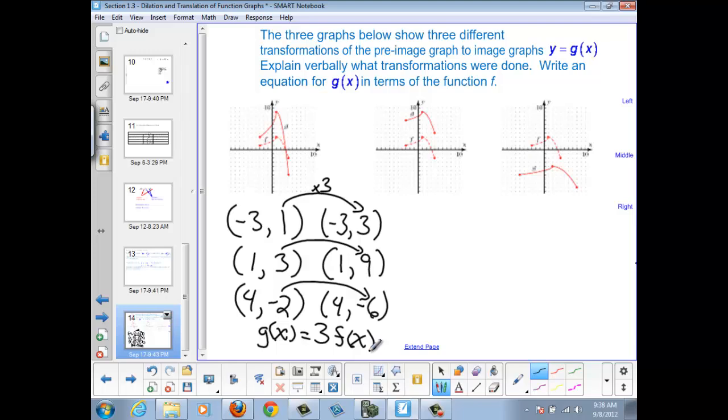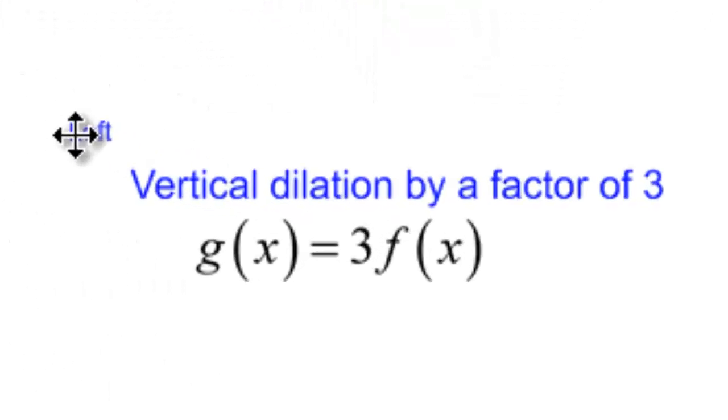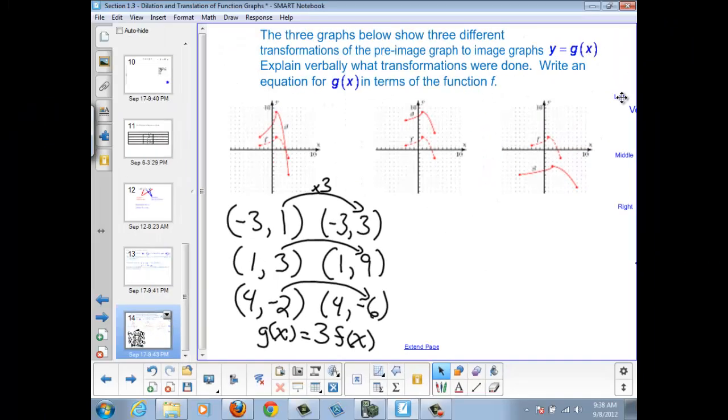Let's double check that. The vertical dilation by a factor of 3 verbally at g of x is 3 times f of x. Great. Now let's look at our second function.